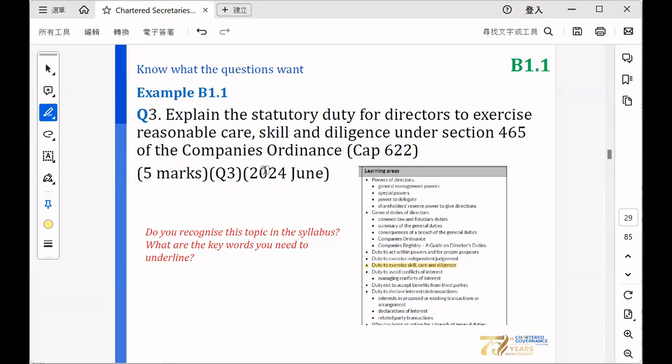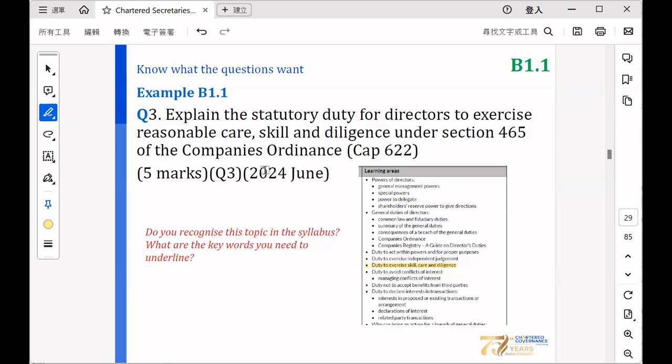What is the approach to answering this question? The approach is, of course, you have to understand what section 645 is first. If you don't understand section 645, then there's nothing you can write. I think most candidates were able to explain these sections, but there's still some who don't know what this is, and marks cannot be given to them.